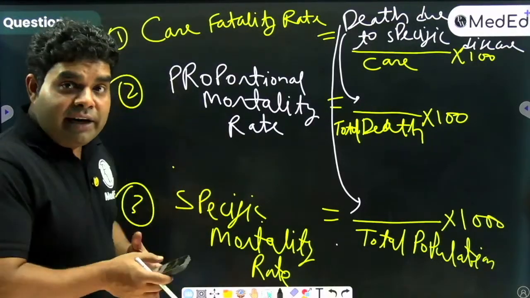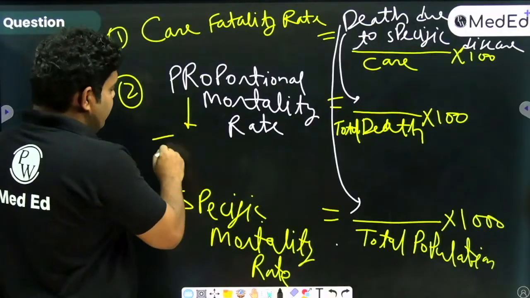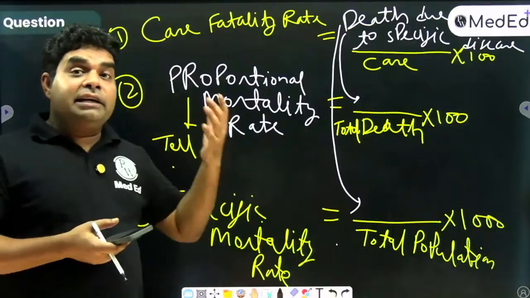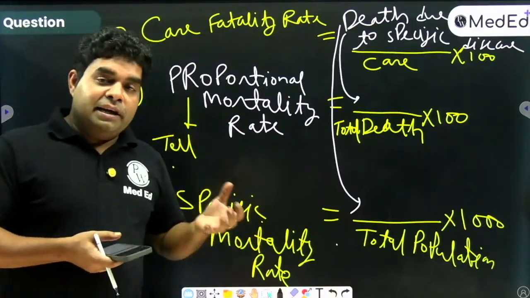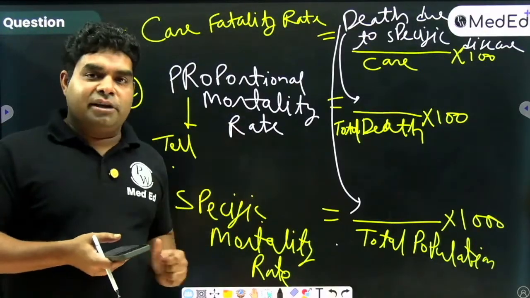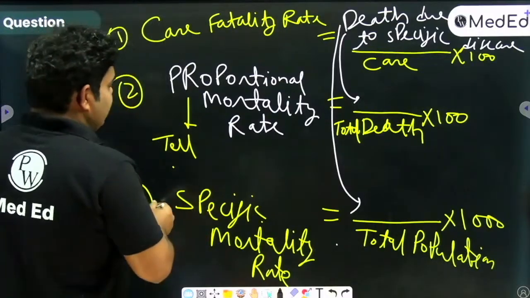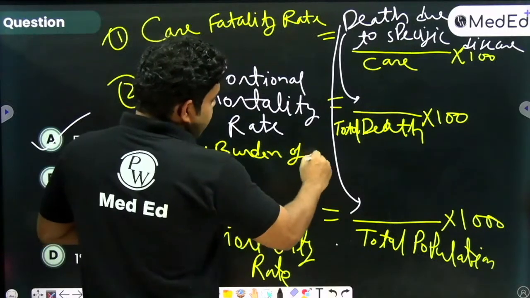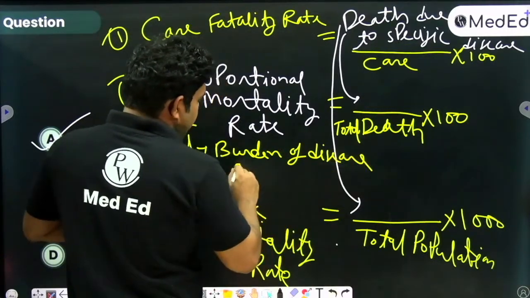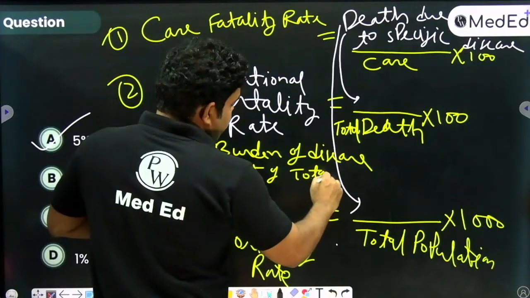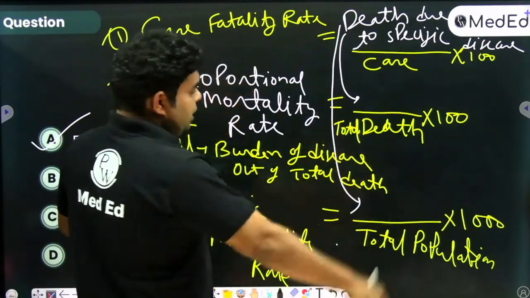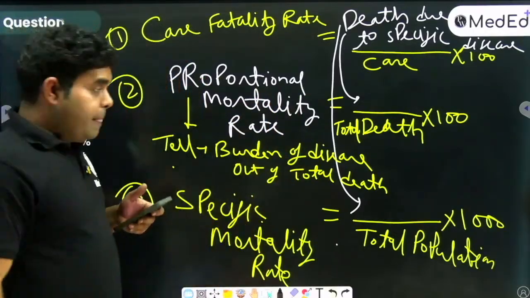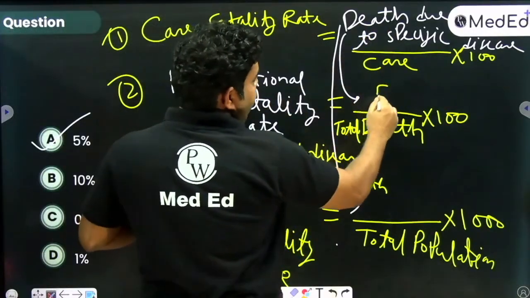what does proportional mortality rate tell about? Proportional mortality rate ये बताता है कि जो सारी मौतें हुई हैं उसमें से किस बीमारी का बर्डन या बोझ सबसे ज्यादा है. सभी मौतों में से कितनी मौत इस बीमारी से हुई है. So proportional mortality rate is telling us burden of disease out of total death. For example, in our question, which disease were we talking about? Tuberculosis. And how many were the deaths due to TB? 5.